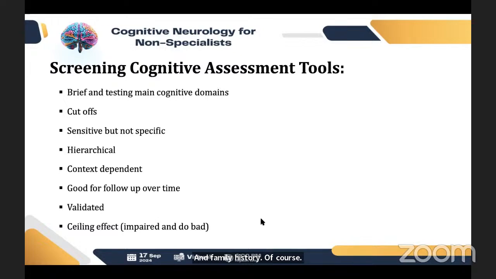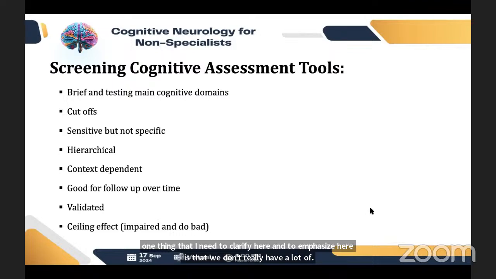So when you use screening cognitive assessment tools, you need to have a brief, quick test that you can do in the clinic. I understand that you have a busy clinic and you cannot really spend 2 hours doing cognitive assessment. So you need something that is brief and covers most of the cognitive domains. Now, one thing that I need to clarify and emphasize here is that we don't really have a lot of cognitive assessment tools in Arabic.